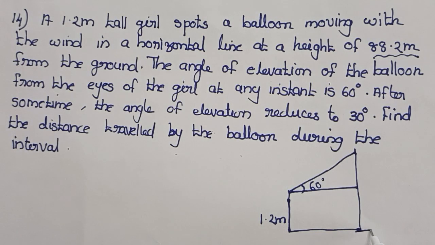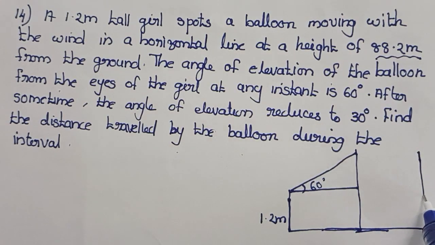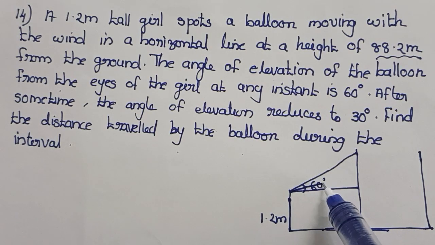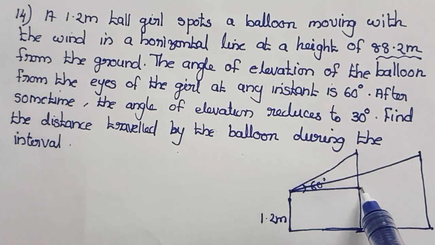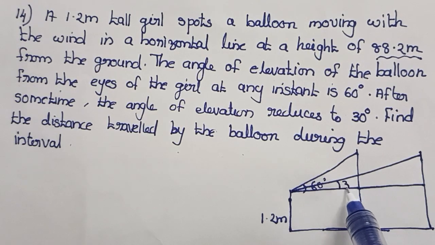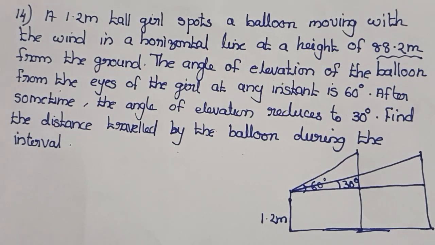So the balloon is at the same height, 88.2 meters. Now here the angle of elevation will become, extend this horizontal line, the angle of elevation reduces to 30 degrees. Okay, angle of elevation equals 30 degrees.